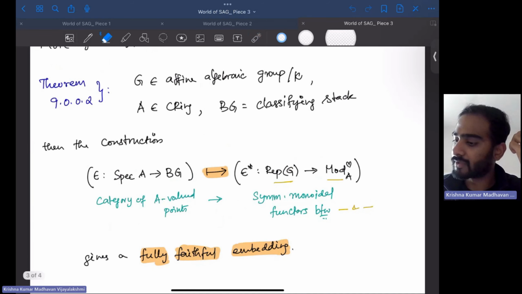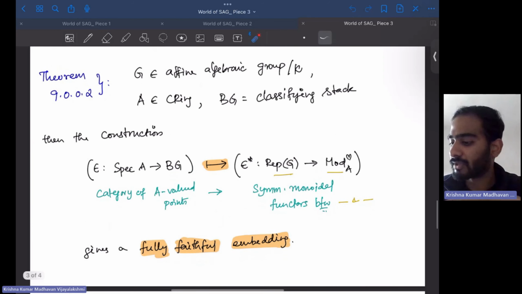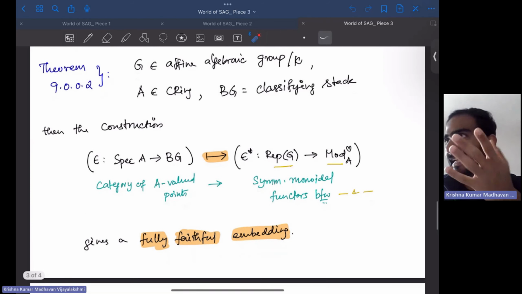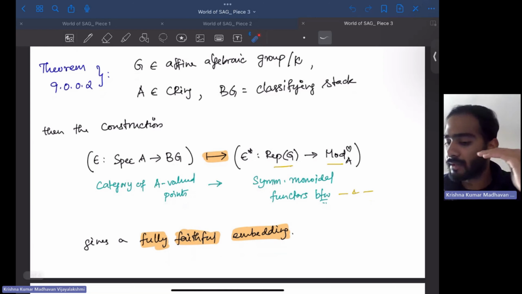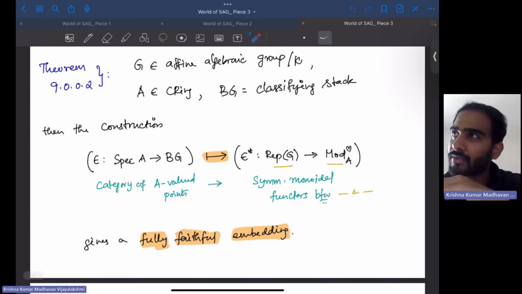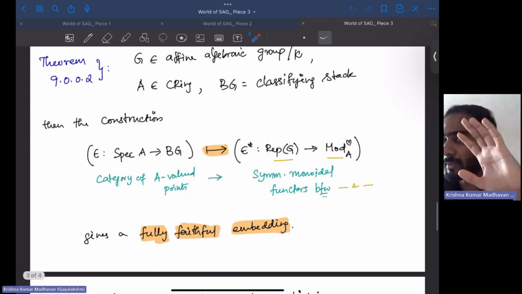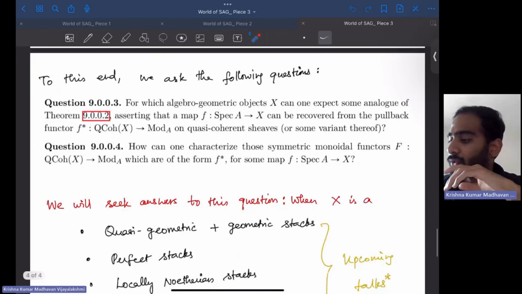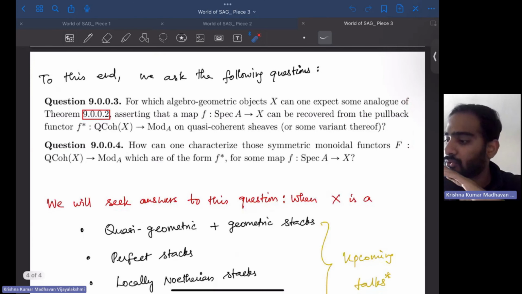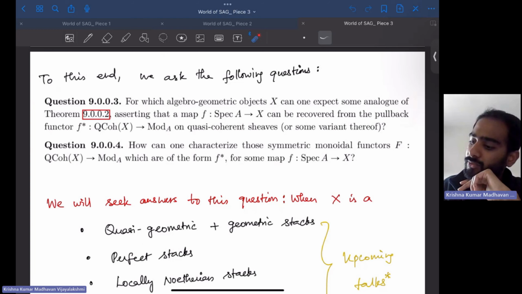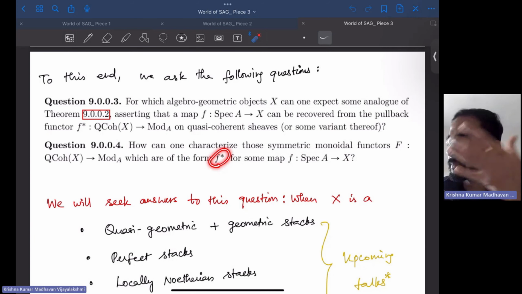For example, if the base is an affine base, then we know this is true. Also, in cases where the diagonal morphism is affine or the given scheme is quasi-affine, we know some of this data. But then we have no idea, at least now, when the analog works. So we're going to see when it actually works. This is like having a bijection that we have seen before. And then the second question is, how can we characterize those symmetric monoidal functors that make this pullback into a nice package?